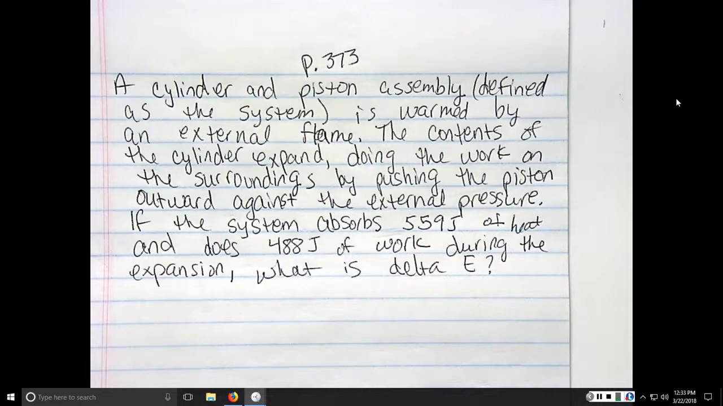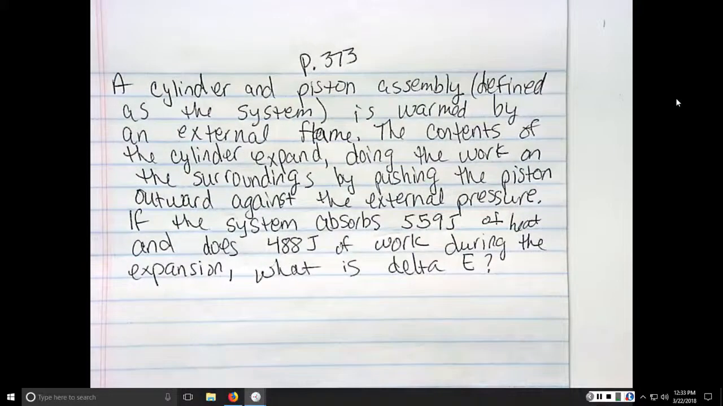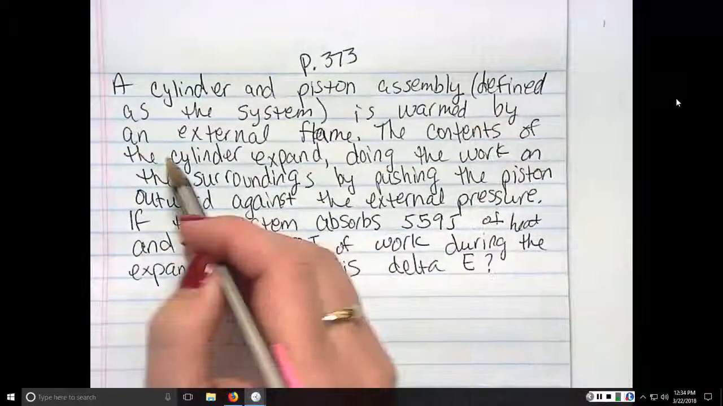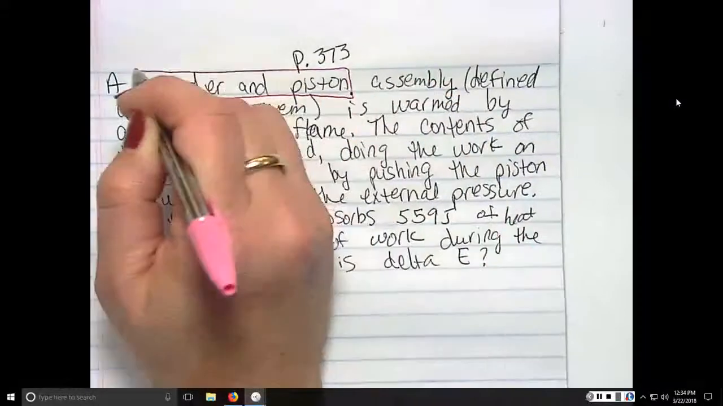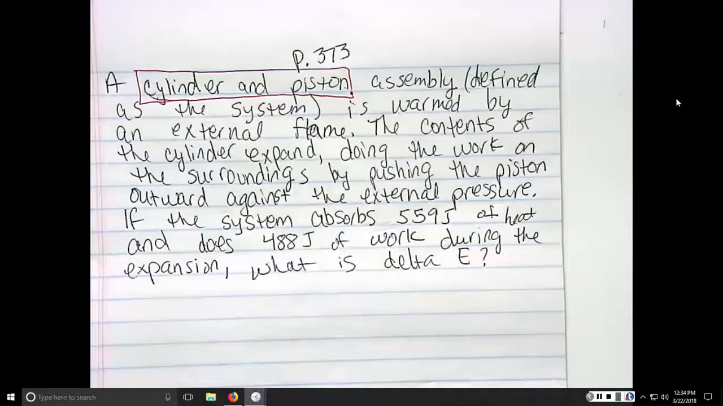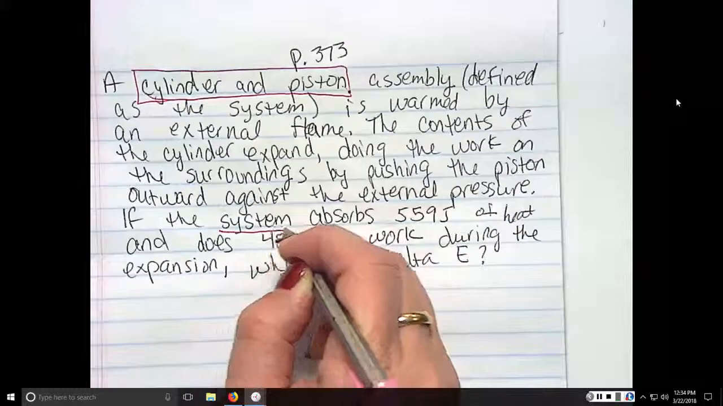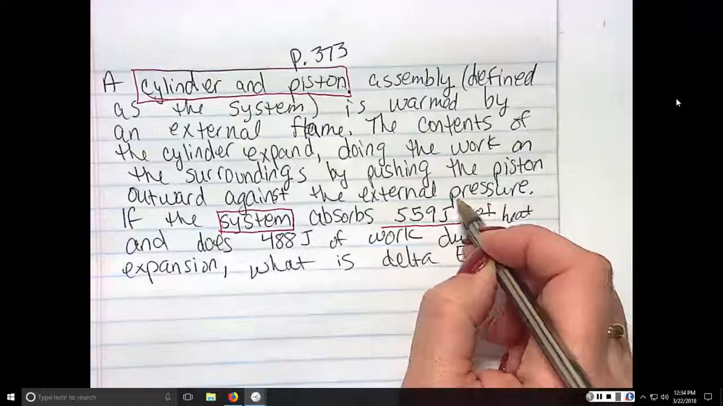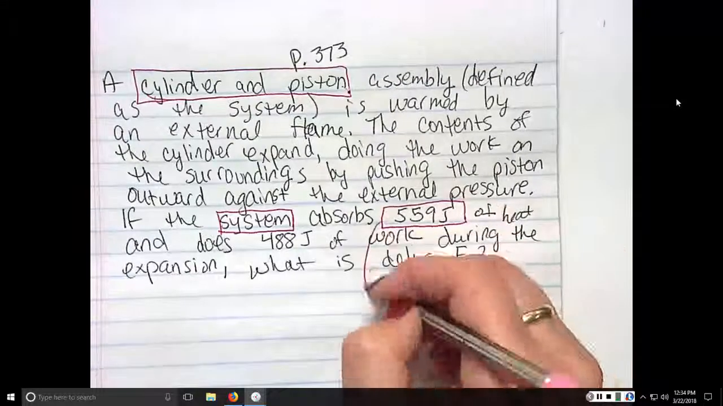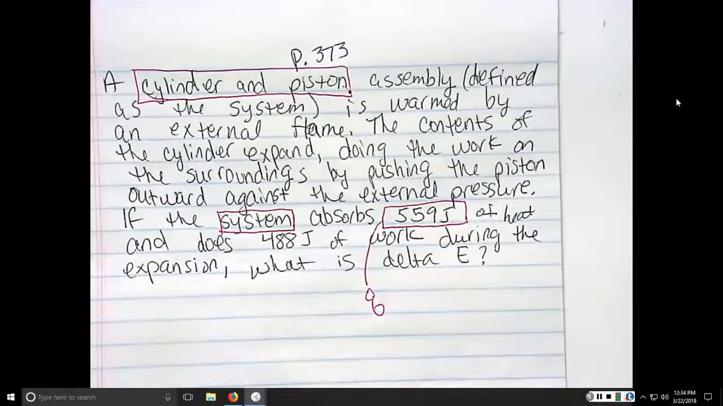Alrighty. So let's look at this. First things first. We've defined the system as the cylinder and the piston. Why we define it that way, who knows, doesn't matter. That's what you're told. That's the system. That means everything else is the surroundings. Okay? So when it says the system absorbs 559 joules, that's Q.